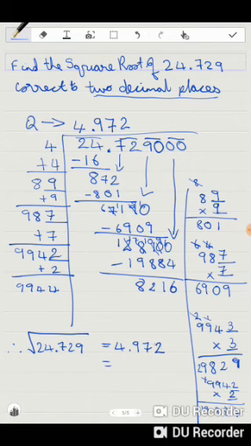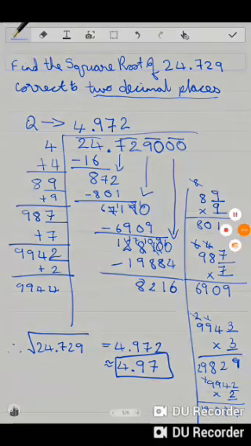4 or less, we let it rest. So 2 is 4 or less, so we let it rest. So 4.97. That would be the approximate value. Clear?